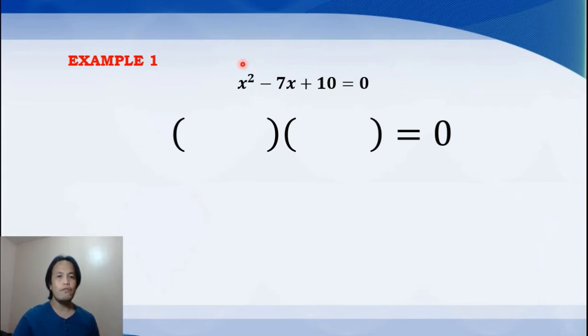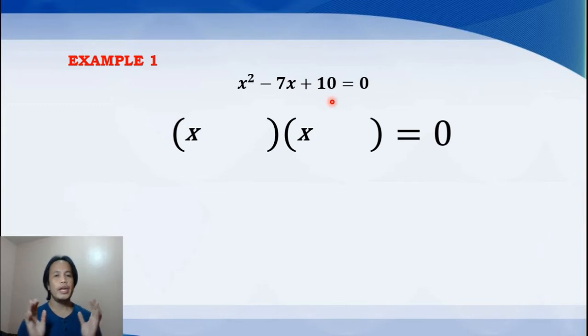We need to go first to our first term, which is x squared. When we factor x squared, that gives us x times x. So we place our first x here and our second x. When we multiply x times x, because parentheses indicate multiplication, that is x squared. Next, we go directly to our last term, which is positive 10.